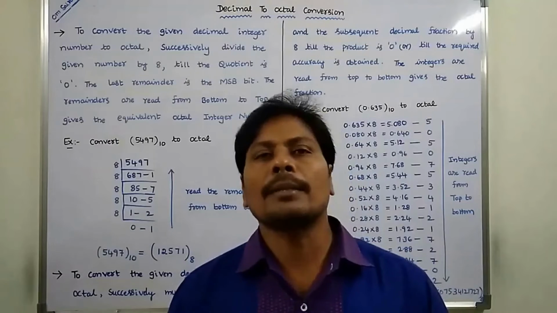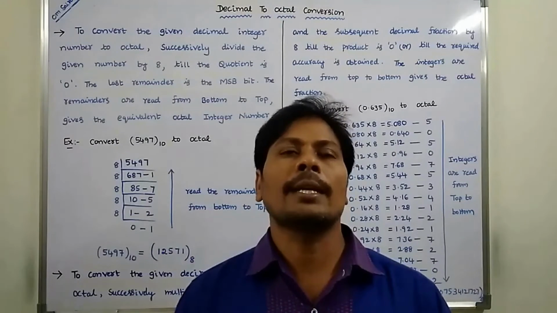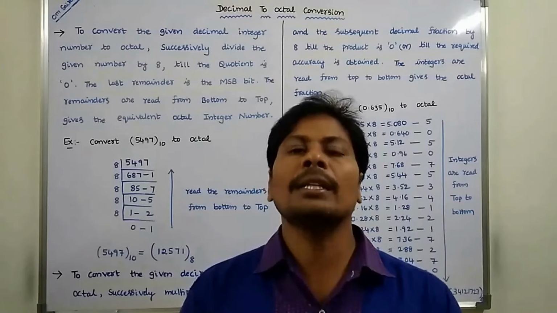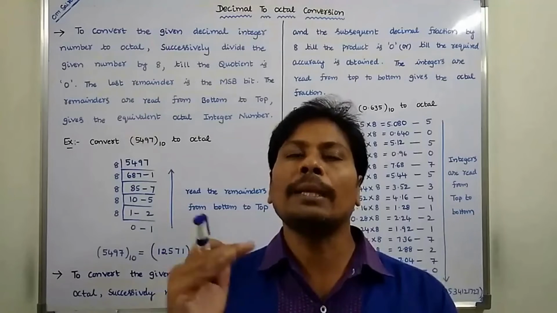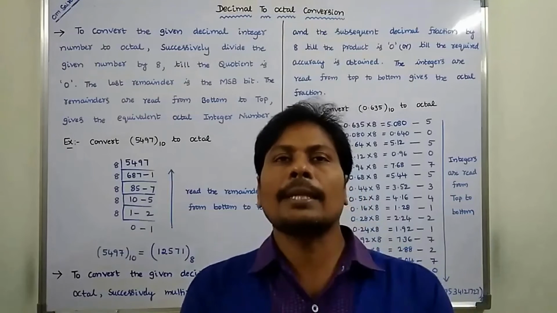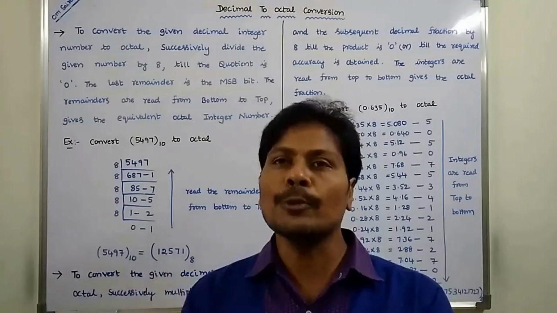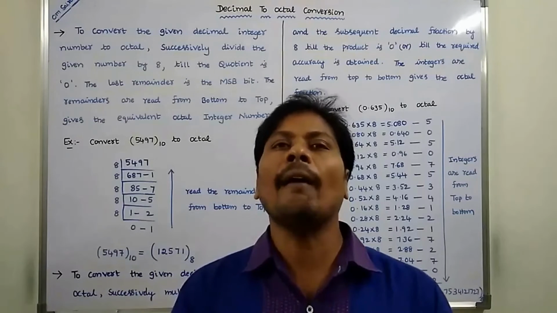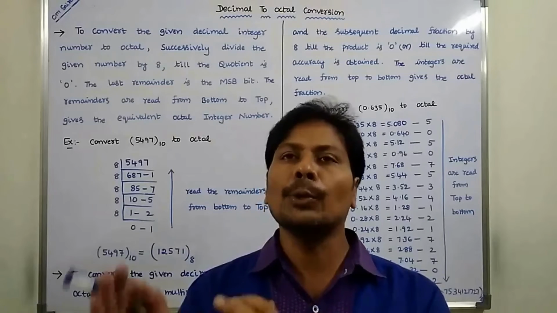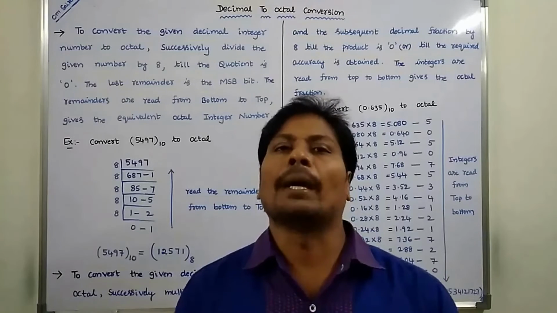For that purpose, we have to use two methods. The first one is the successive division by 8 method. The second one is the successive multiplication by 8 method. The successive division by 8 method is used for converting the given decimal integer number into the equivalent octal integer number.